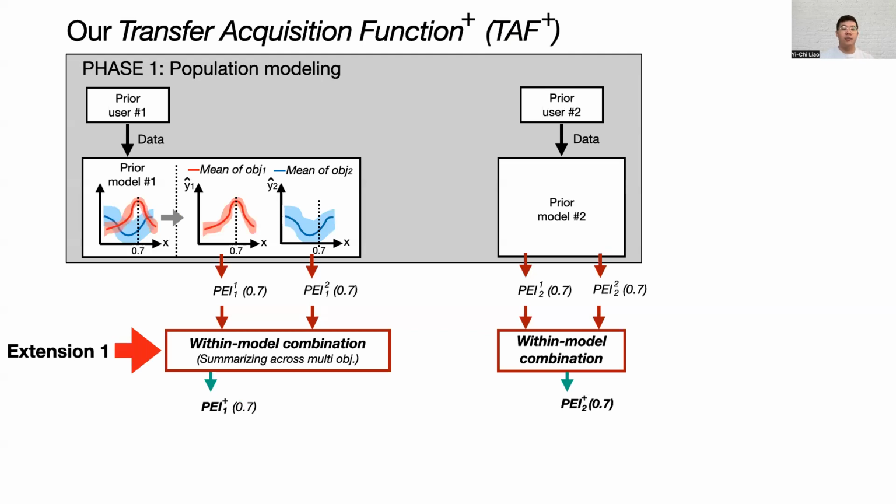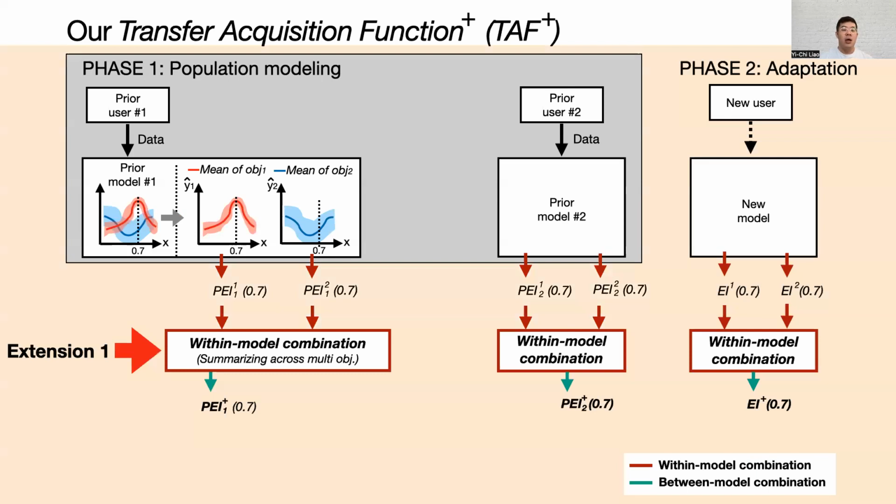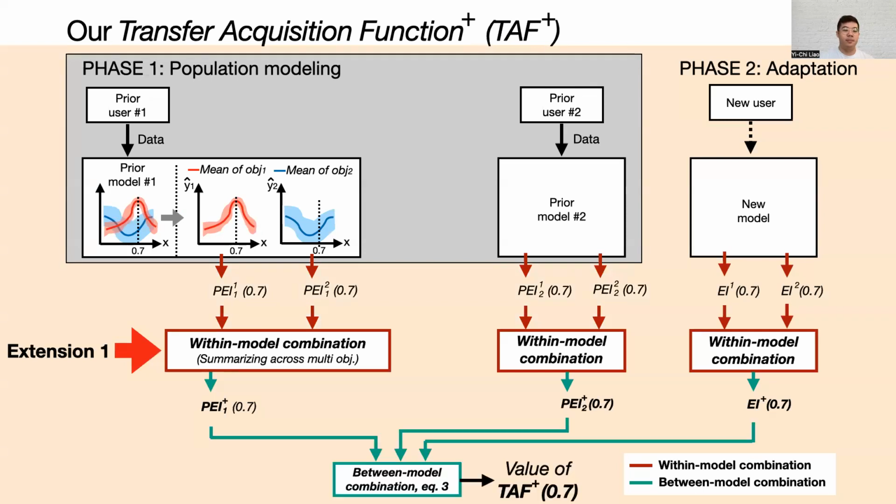Our solution is straightforward. We first aggregate the acquisition values across different objectives by weights determined by the designer. Of course, during the deployment, the same mechanism is applied to the new user. These aggregated acquisition values then aggregate again across all the models. The benefit of this approach is that the designers can modify the weights of different design objectives whenever they like.